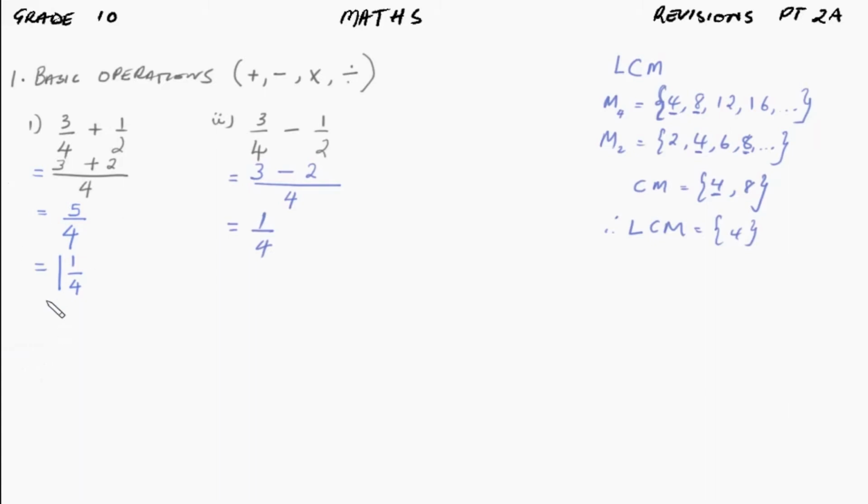Let's say we have the same fractions, 3 over 4 times 1 over 2. What I'm interested in is the procedure. So when you add a fraction, when you subtract a fraction, what do you do? What are the steps to follow?